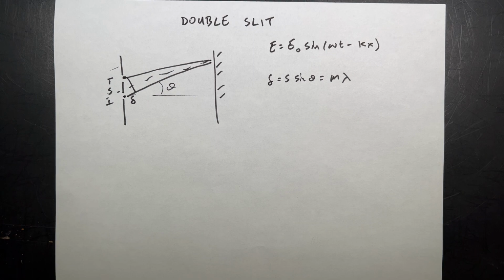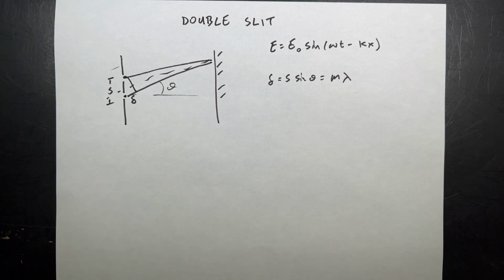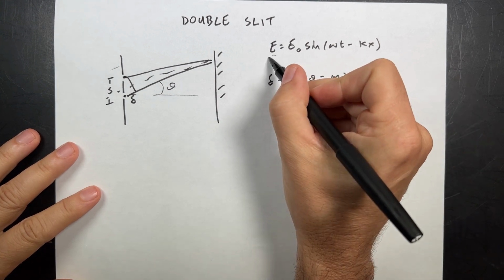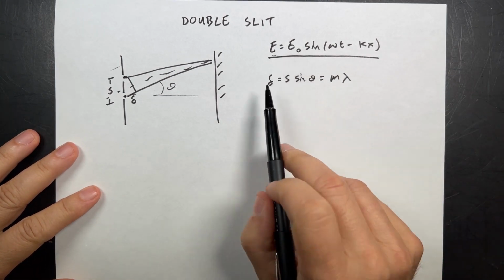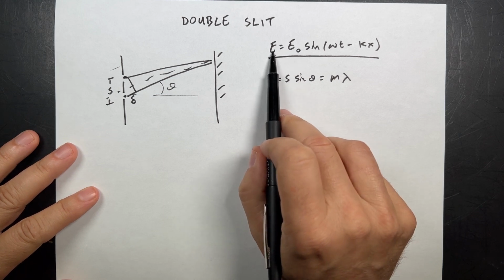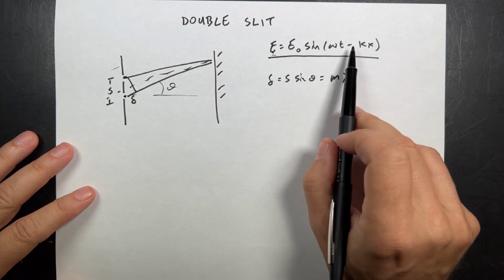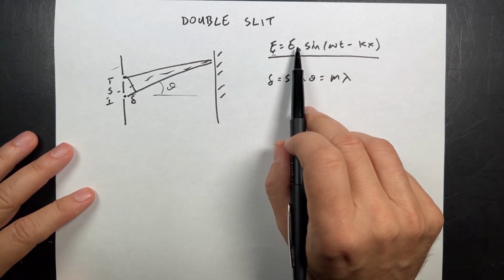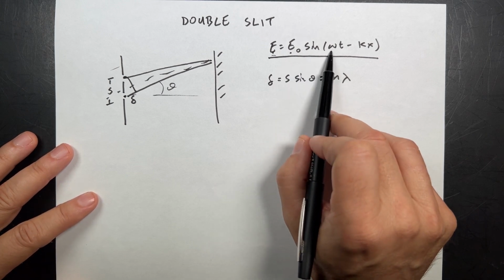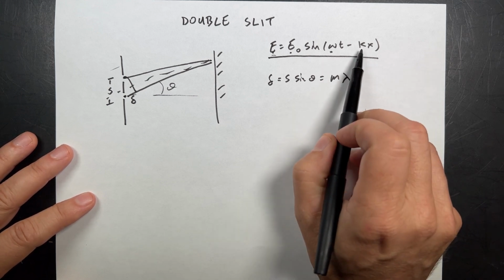But what about all the points in between? What about the rest of the picture? Well, it's not as easy as you would think. First of all, if I'm not at a maximum, then I can represent the electric field component of the wave with this one-dimensional wave equation. So it's not the wave equation, it's a solution. That's the maximum electric field. Omega is the angular frequency of the wave, and k is the wave number. And that depends on the wavelength.